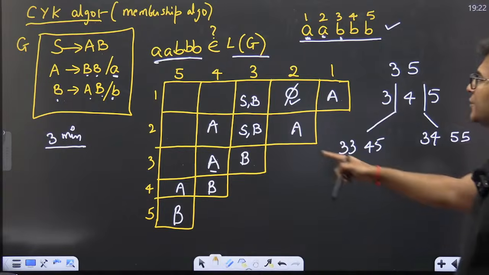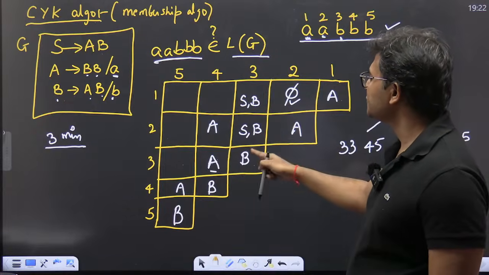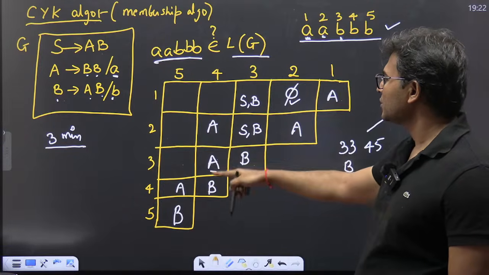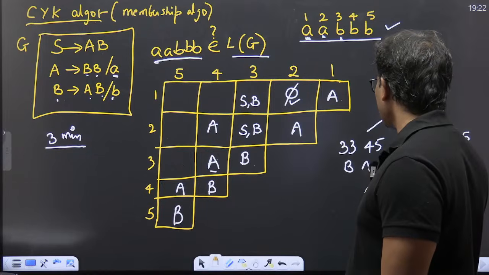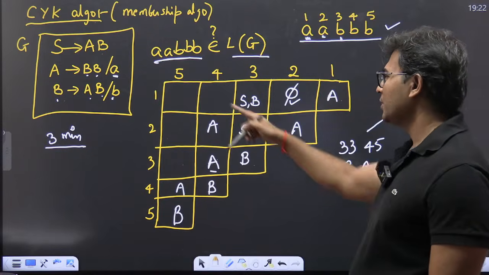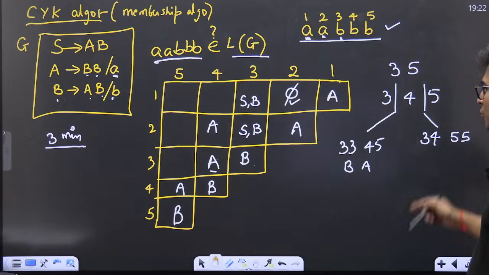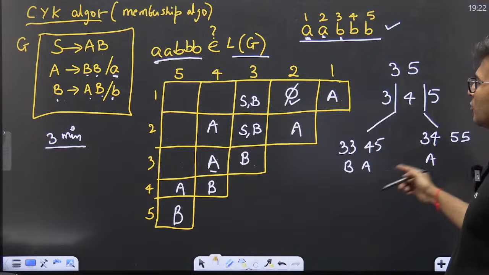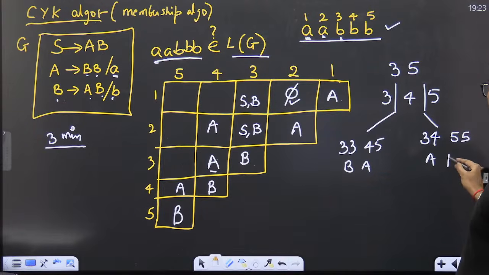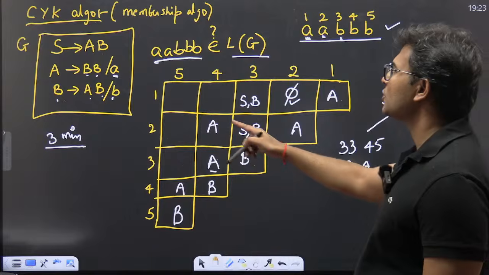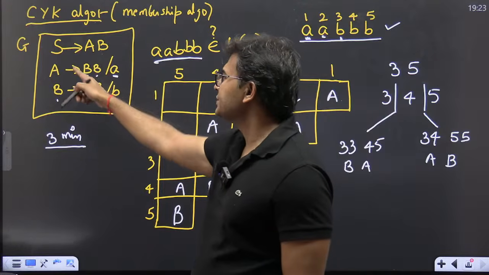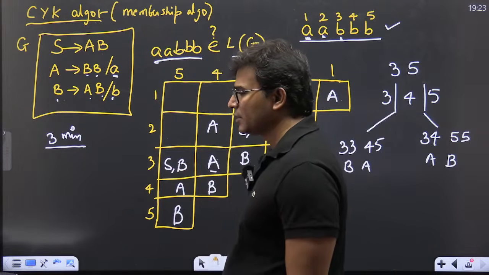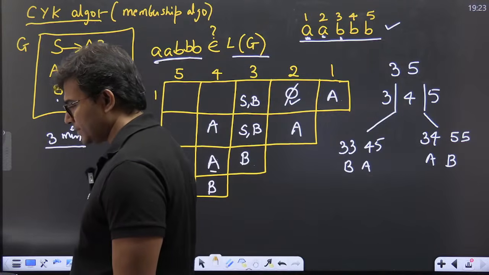So what is 3, 3? 3, 3 is B. What is 4, 5? 4, 5 is A. So if I concatenate both of them, we get BA. This is not AB. And what about 3, 4? 3, 4 is A. And 5, 5 is B. So we get AB. On the left side of AB is S as well as B. So 3, 5 is S comma B.